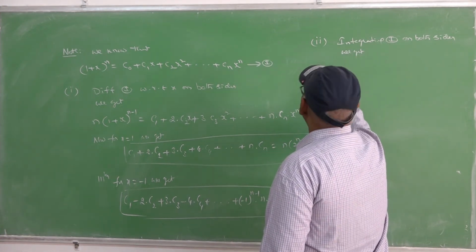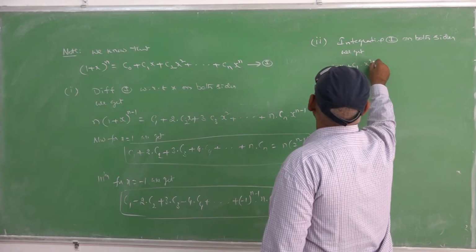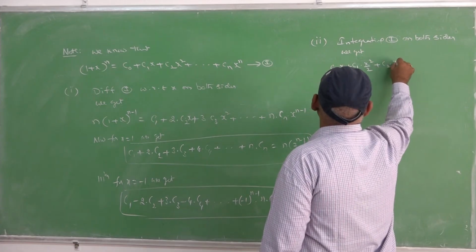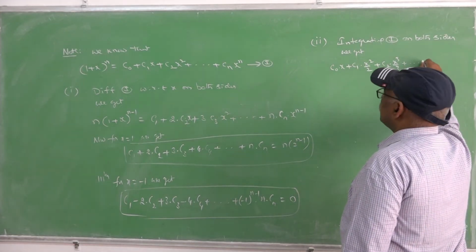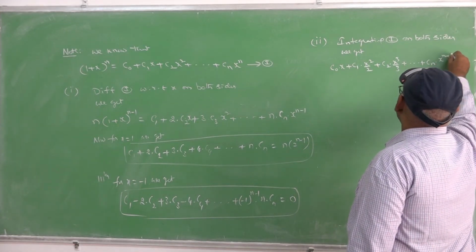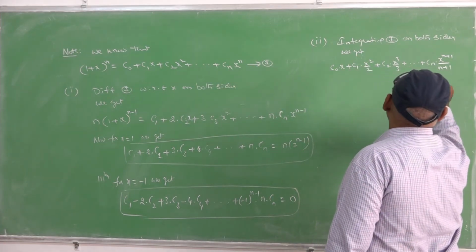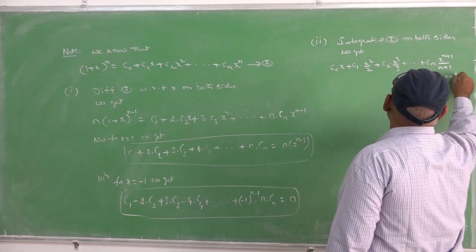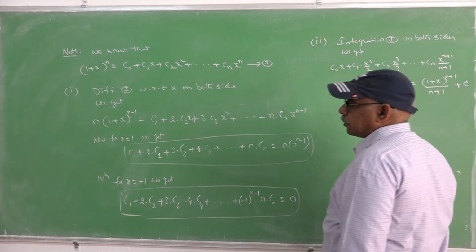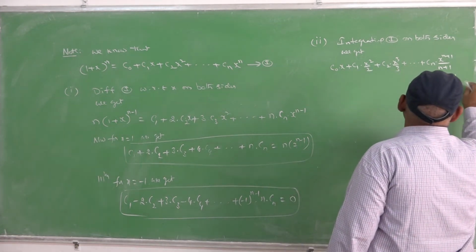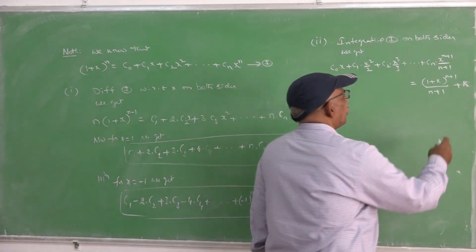Integrating, we get C0 x, C1 x squared by 2, C2 x cubed by 3, where C2 stands for nC2. Like that, Cn x power n plus 1 by n plus 1, which is the integral of (1 plus x) whole power n. We get (1 plus x) whole power n plus 1 by n plus 1 plus some integral constant k. You can take k as an integral constant.